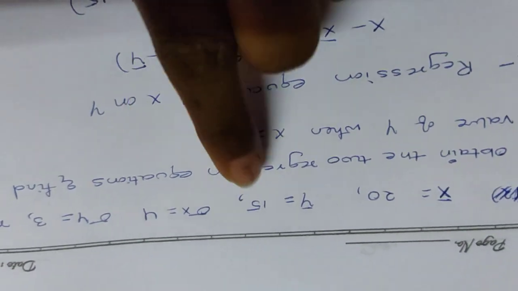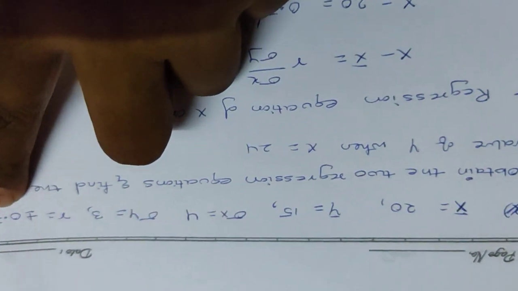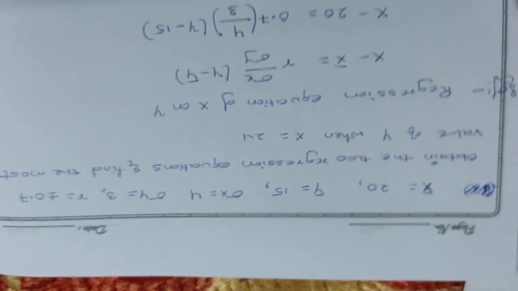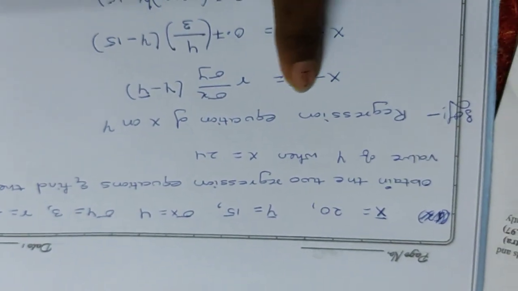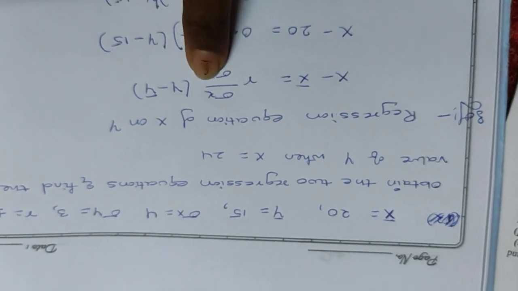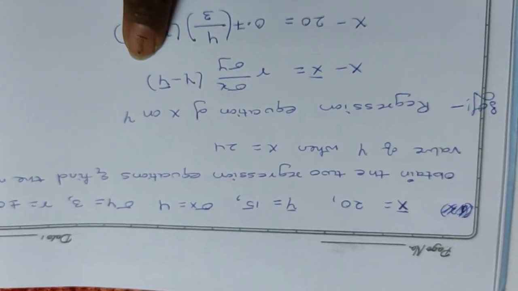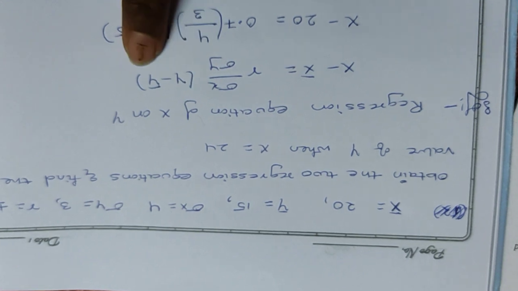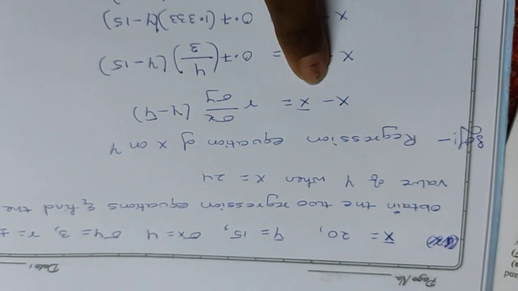So x bar, y bar, r, sigma x, sigma y and r he has given. So two regression equations we have to find. First one, regression equation of x on y: x minus x bar is equal to r sigma x by sigma y into y minus y bar. Okay, this is the first equation.